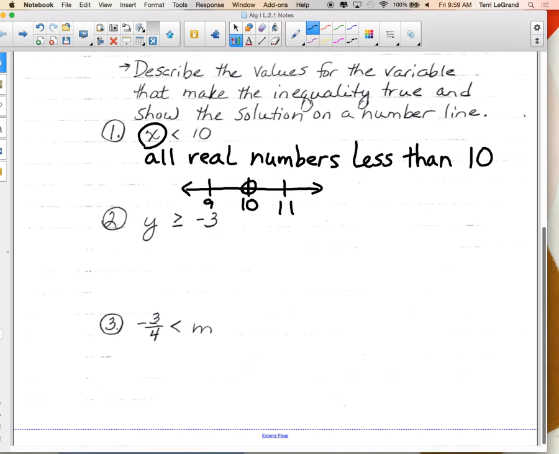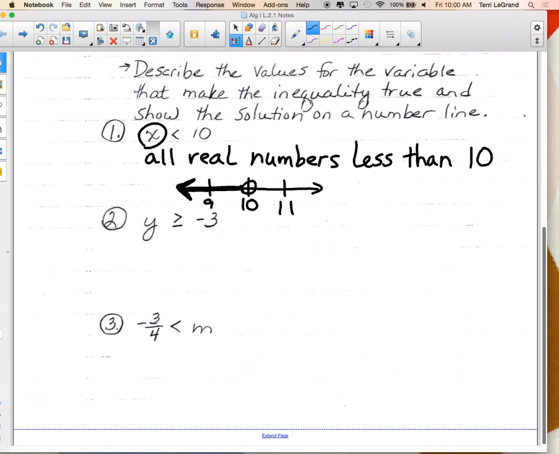But then we need to show all the numbers less than 10. So how do we do that? An arrow. We shade going this way. This is how I do it. I shade, and then I take my arrow at the end and also shade that and make it bigger. All numbers less than 10.